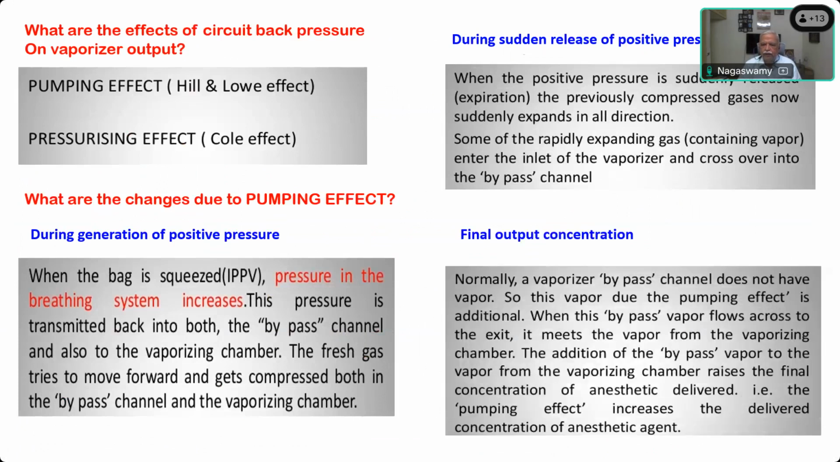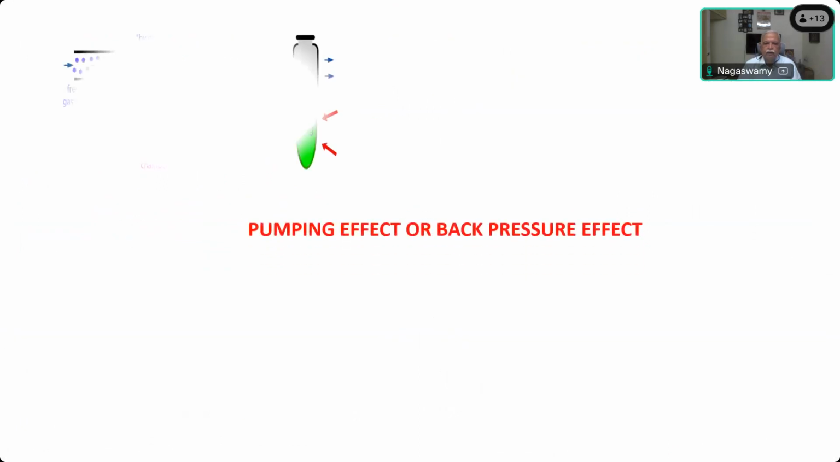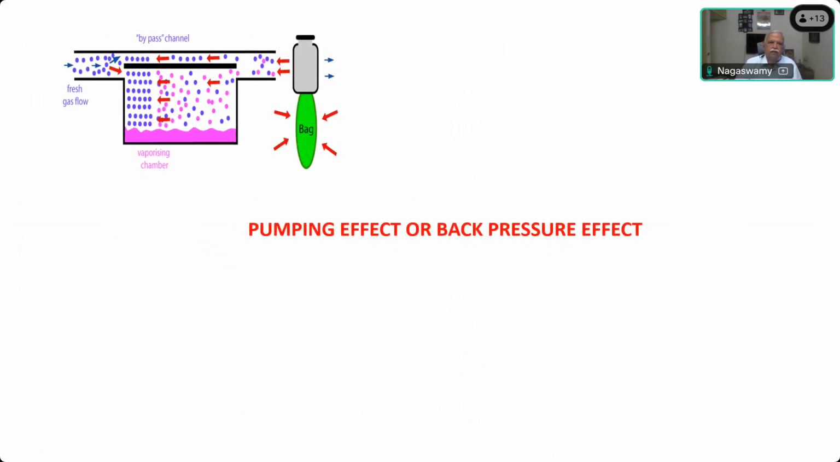Normally, a vaporizer's bypass channel does not have the vapor. It should not have any vapor at all. So this vapor, due to the pumping effect, is an addition, and this bypass vapor flows across to the exit and meets the vapor from the vaporizing chamber. So the addition of the bypass vapor to the vapor from the vaporizing chamber raises the final concentration of anesthetic delivered, and that is called the pumping effect, which increases the delivered concentration. I will show you the pictures which will make you understand this concept easily.